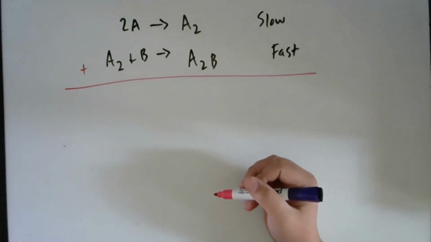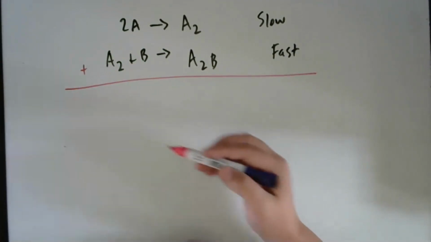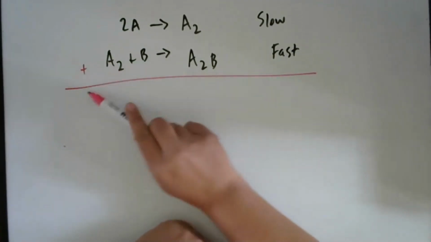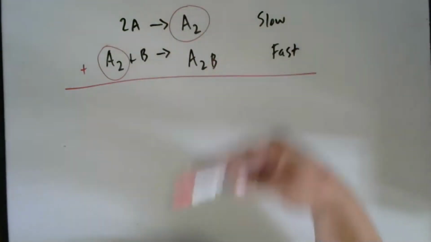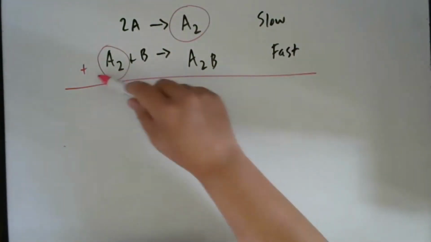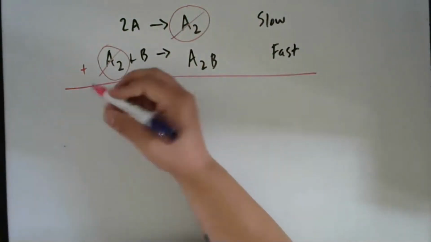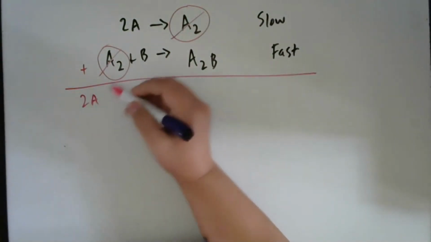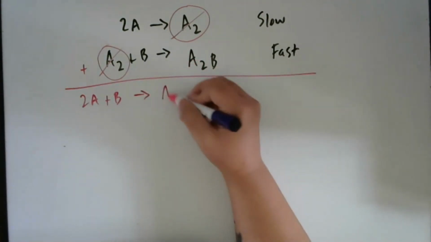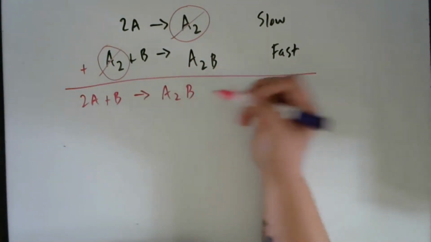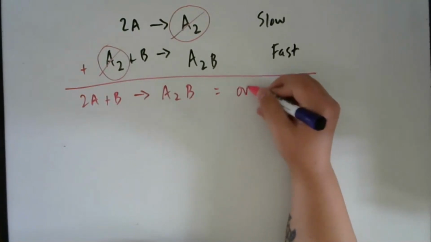All right, and this is going to be the same as last time. Anything that's the same on opposite sides of the arrow is going to cancel out. Everything else comes down as part of the overall reaction. So these are going to cancel out, and we end up with 2A plus B yields A2B. And that is our overall reaction.